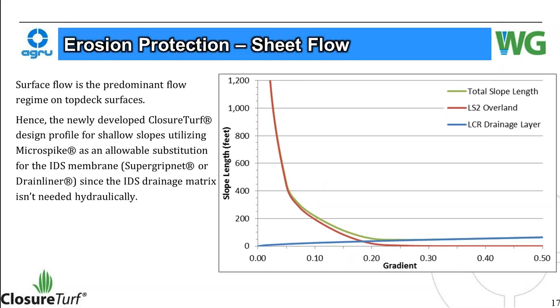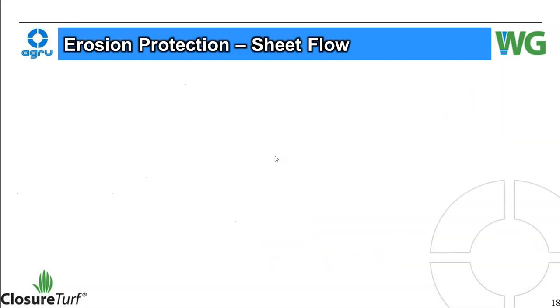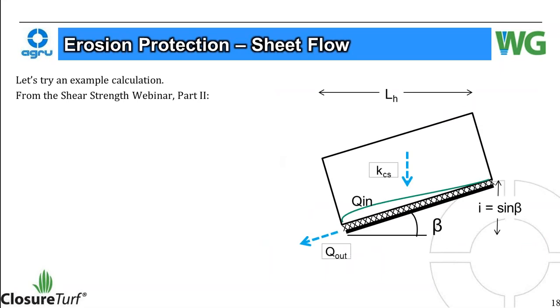So we've developed a new version of ClosureTurf that I showed you previously that utilizes microspike up on the top deck situations here, simply because the IDS drainage matrix isn't needed hydraulically in these top deck conditions. Well, let's go through an example.